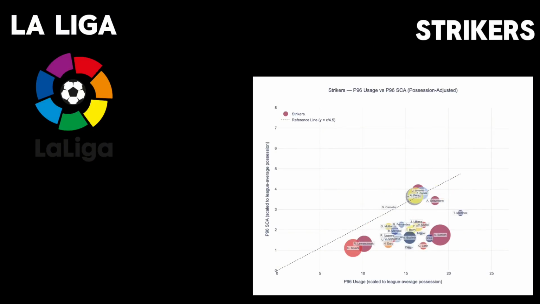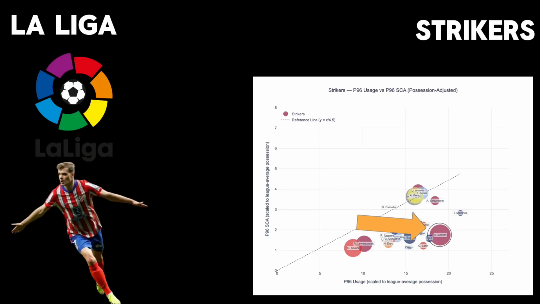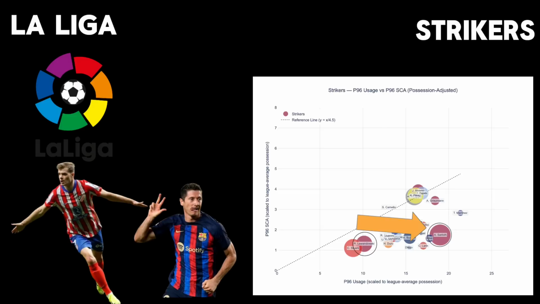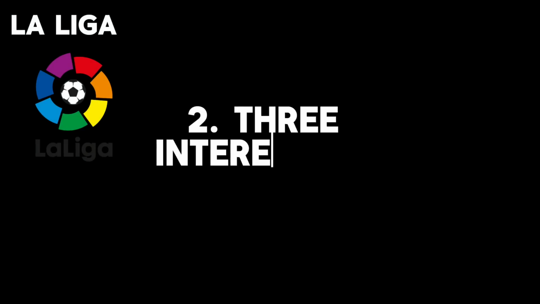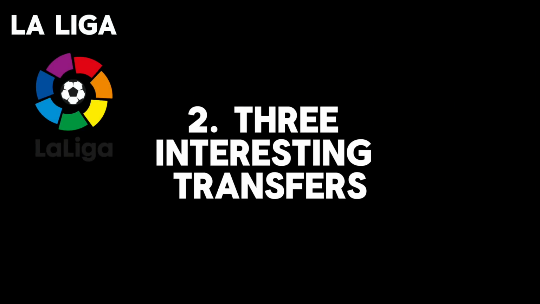Now here are the strikers. To the right, you can see a player you may have heard about before. This is Alexander Sorloth. I've been wondering why he never got links to a Premier League club. Perhaps this wastefulness is part of the reason why. Somebody should show him this chart and his position in relation to players like Robert Lewandowski and say, play like that.